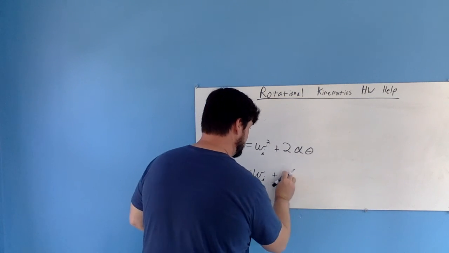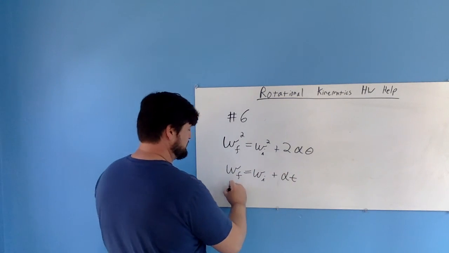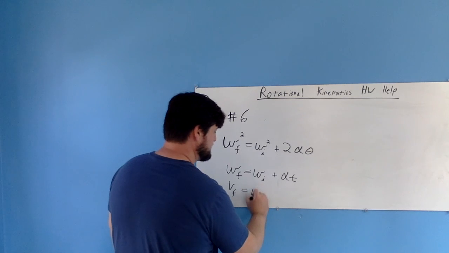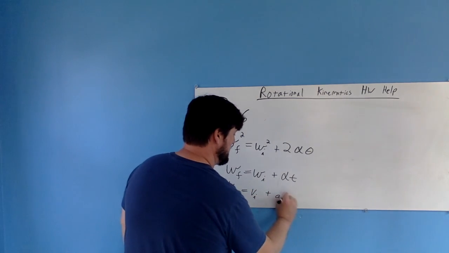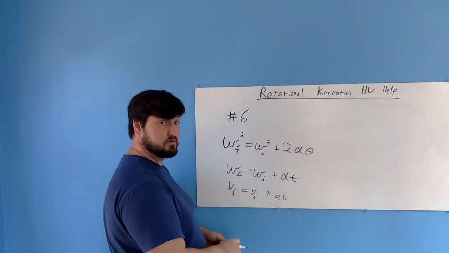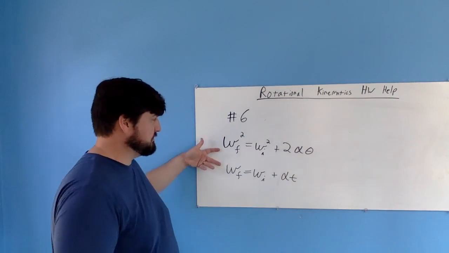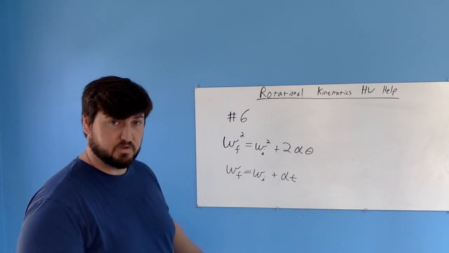I'm trying to go linear here. Omega final equals omega initial plus alpha t, and you can see how that's similar to my v final equation from last semester. Pretty much the exact same thing, except I'm putting in rotational terms instead. So either way you can solve this problem if you want to get to an omega final.